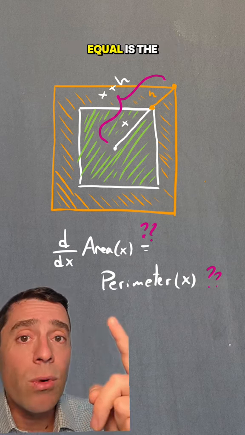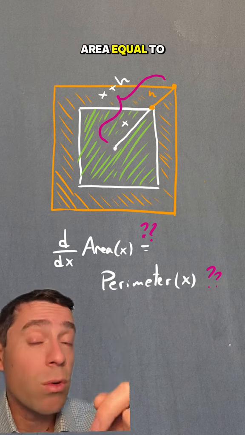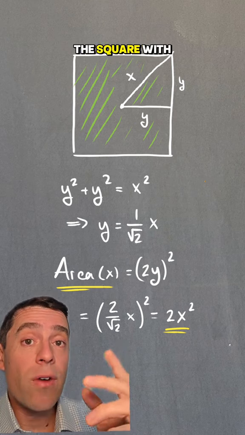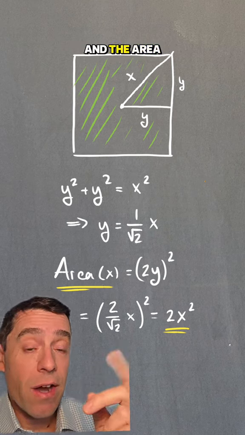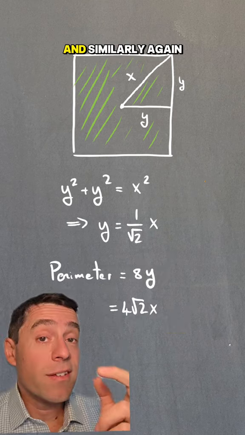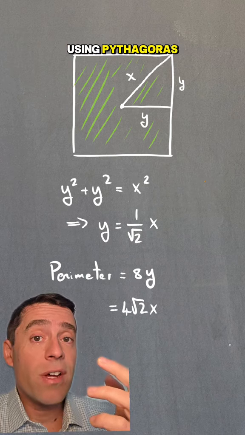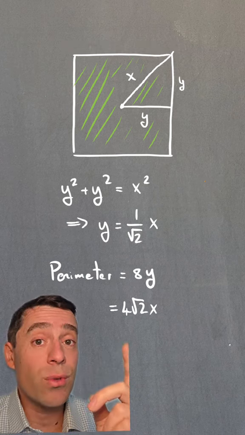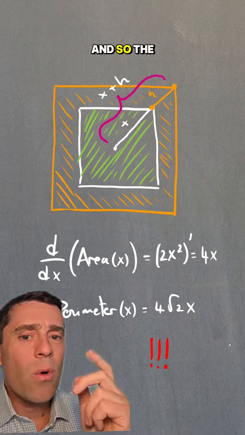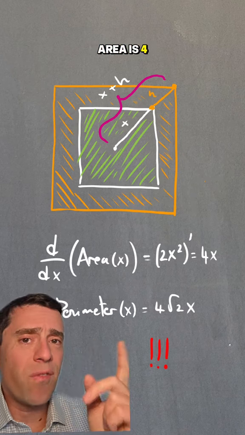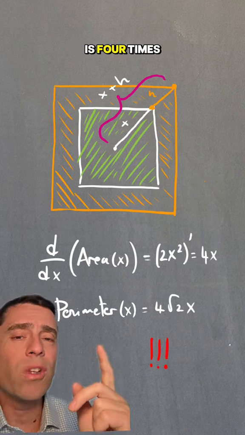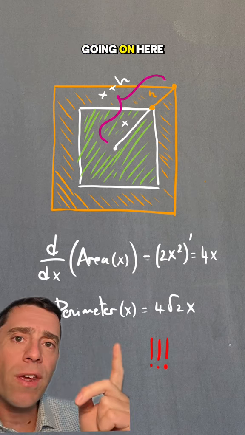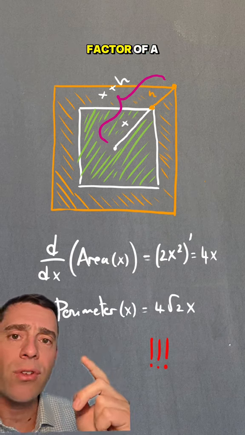So is that equal? Is the derivative of the area equal to the perimeter? Using Pythagoras' theorem, we can compute the area of the square with respect to x, and the area should be 2x squared. And similarly, again using Pythagoras, we can compute the perimeter to be 8 times x over the square root of 2, so it's 4 square root of 2 times x. And so the derivative of the area is 4x, but the perimeter is 4 times the square root of 2 times x. So what is going on here? Why are they off by a factor of the square root of 2?